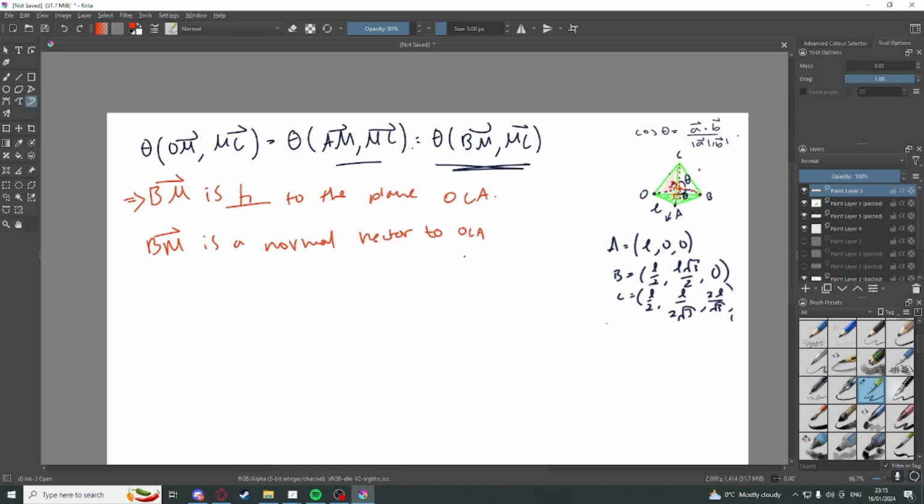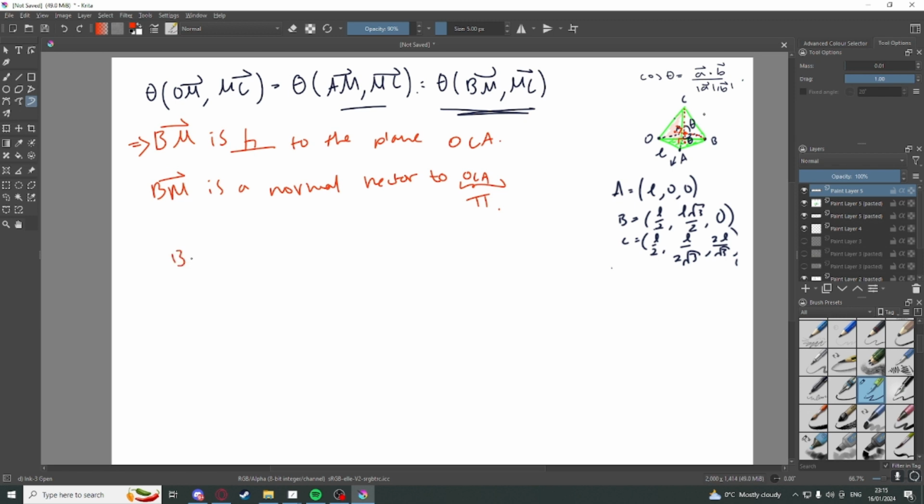I'm going to call this plane capital Pi. So, in short, BM is perpendicular to the plane Pi. And because we have these two direction vectors OA and OC, I can describe the plane OAC with these two vectors.